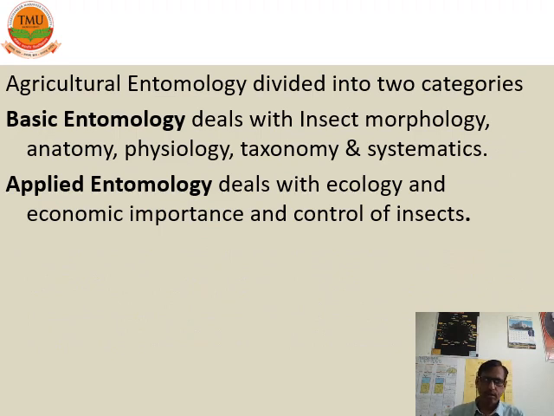Now we can divide agricultural entomology into two categories: basic entomology and applied entomology. Basic entomology deals with insect morphology, anatomy, physiology, taxonomy, and systematics. And applied entomology deals with ecology, economic importance, and control of insects.